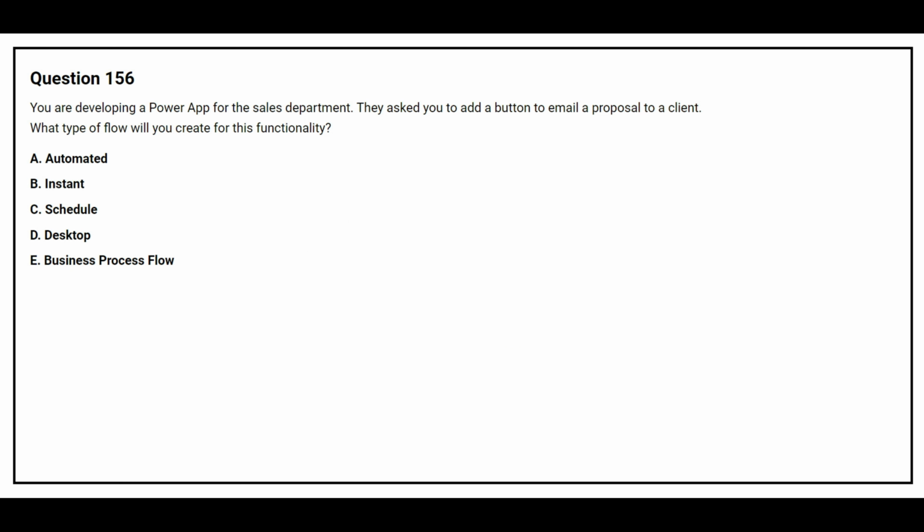Question number 156. You are developing a Power App for the sales department. They ask you to add a button to email a proposal to a client. What type of flow will you create for this functionality? Option A, automated. Option B, instant. Option C, scheduled. Option D, desktop. Option E, business process flow. The correct answer is option B, instant.